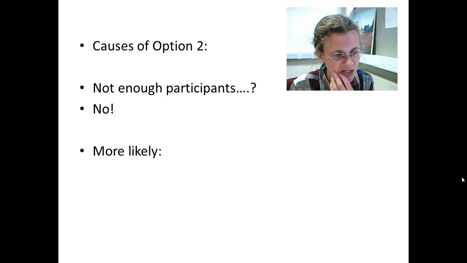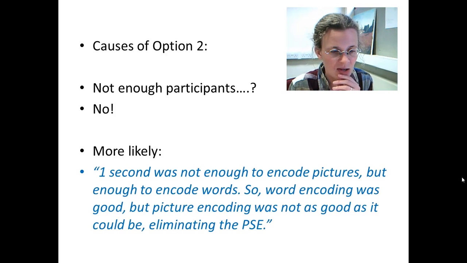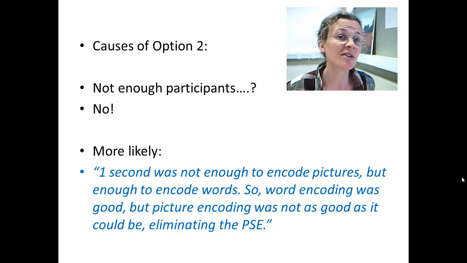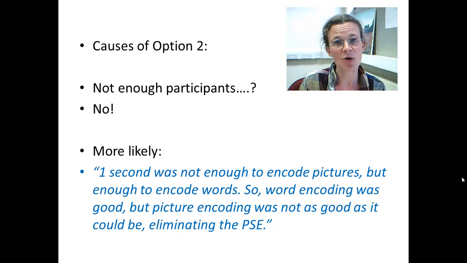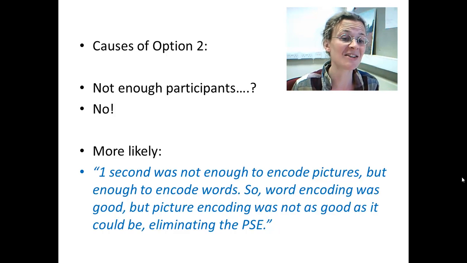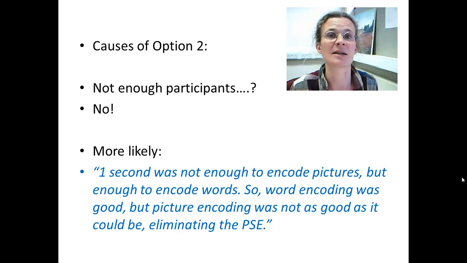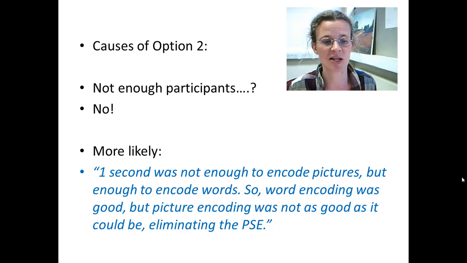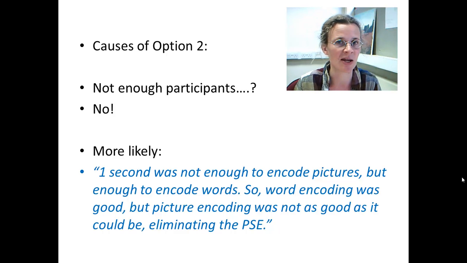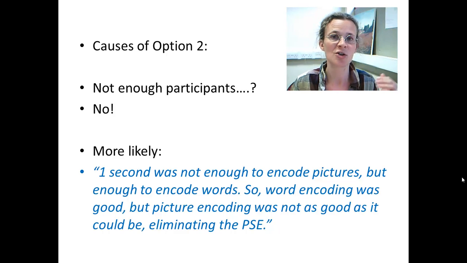So what's more likely is that the 1 second that you presented the stimuli for was not enough to encode the pictures, but it might have been enough to encode the words. So word encoding was good, but the picture encoding was not as good as it could be, thereby eliminating the PSE. So you need to say, how did this particular manipulation, this 1 second, affect pictures in a different way than it affected words? So that would have eliminated the effect.